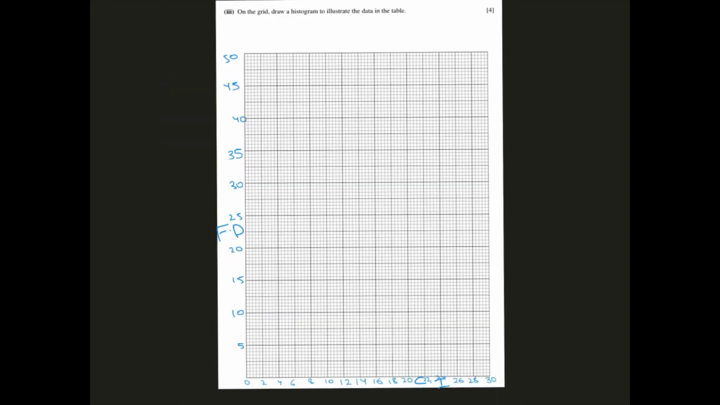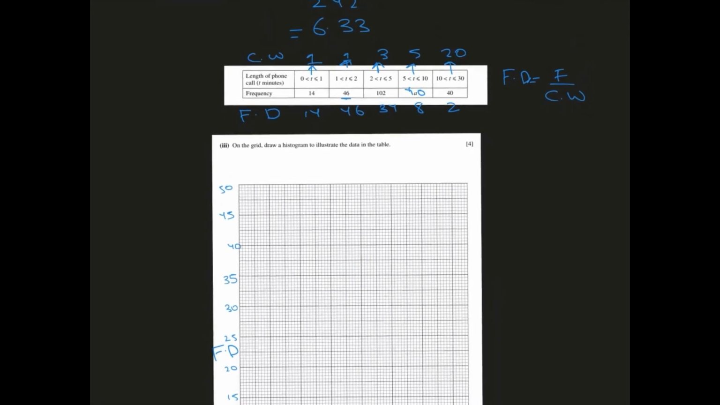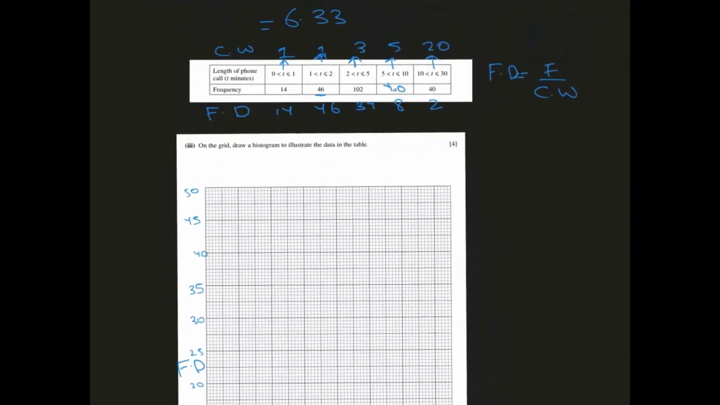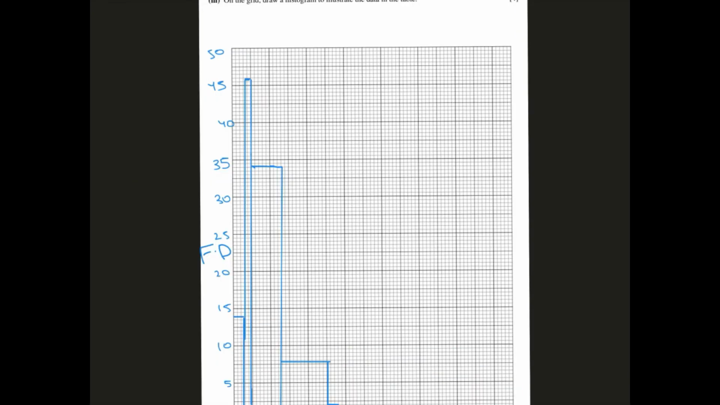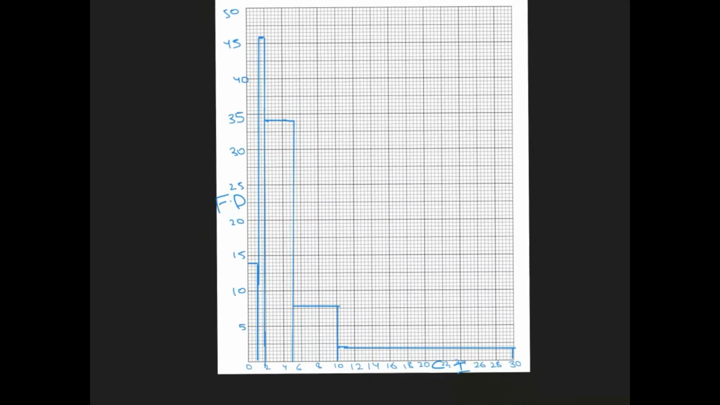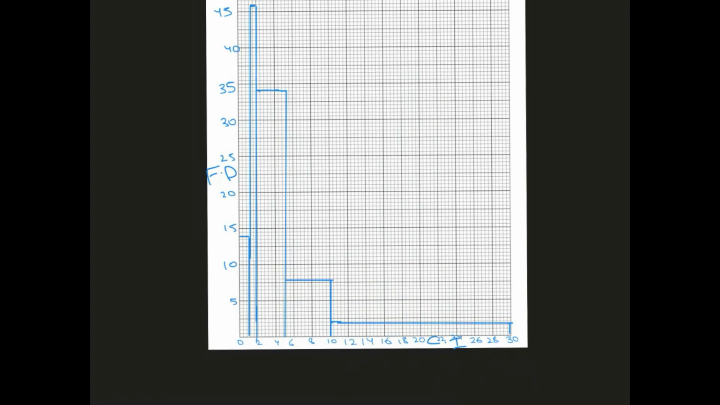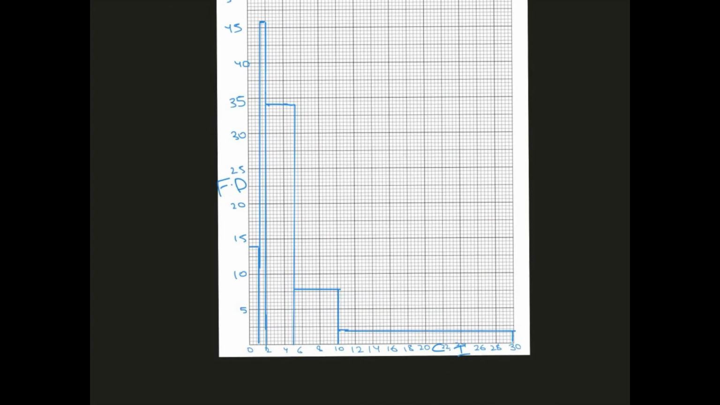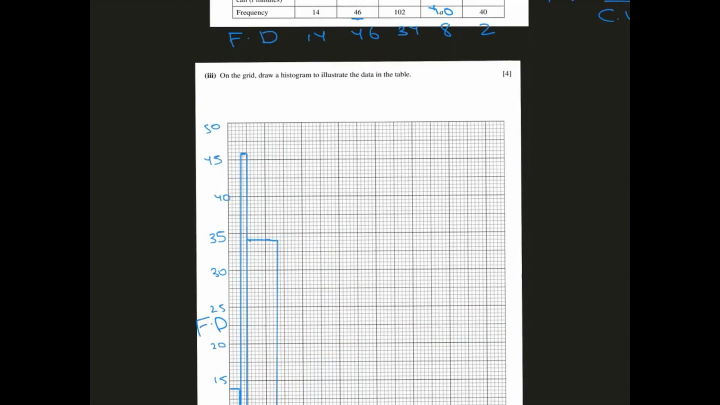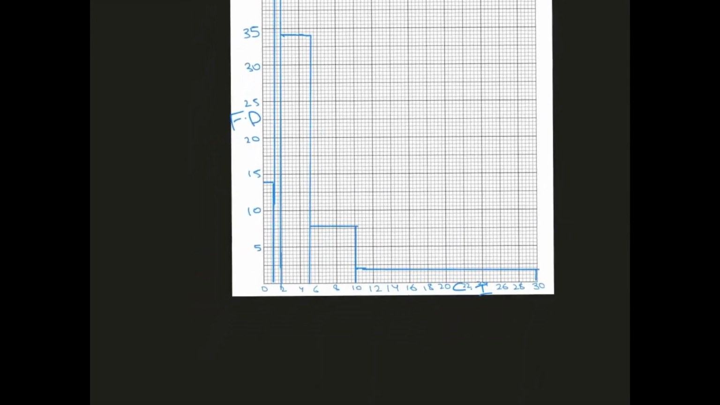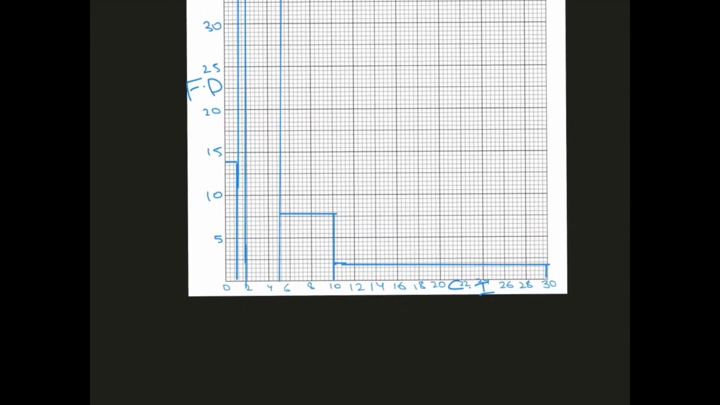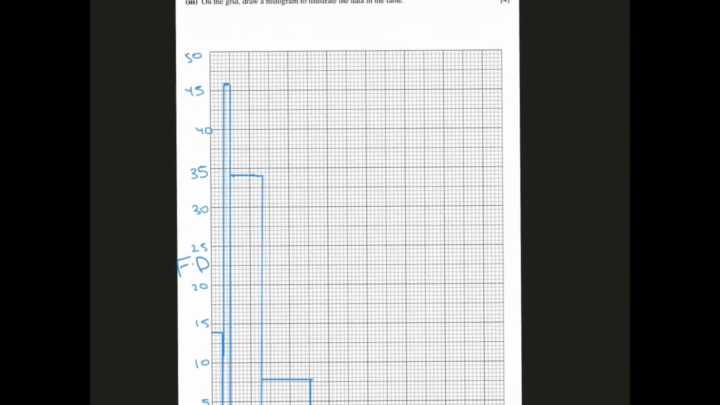So I've labeled the axis, then we will start drawing our histograms. Our first frequency is 14 from 0 to 1. So 14 will be somewhere over here from 0 to 1. And then we have 46 from 1 to 2, and then 34 from 2 to 5. And then 5 to 10 we have 8, and then 10 to 30 we have 2. So I've plotted all the columns, and this is what our histogram will look like in the end.